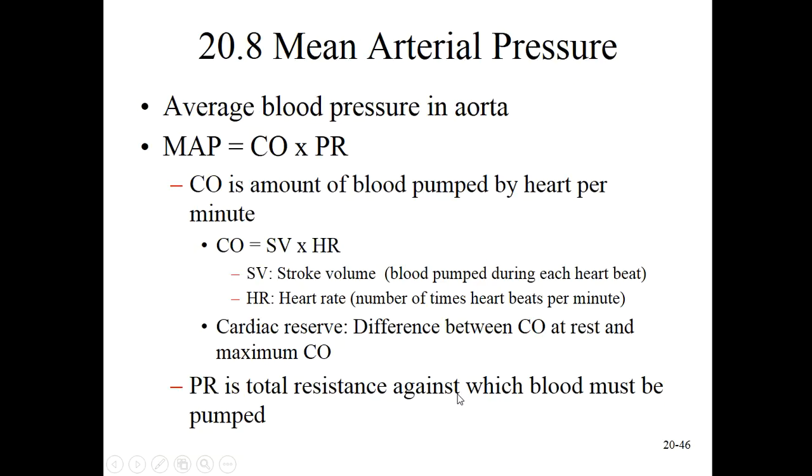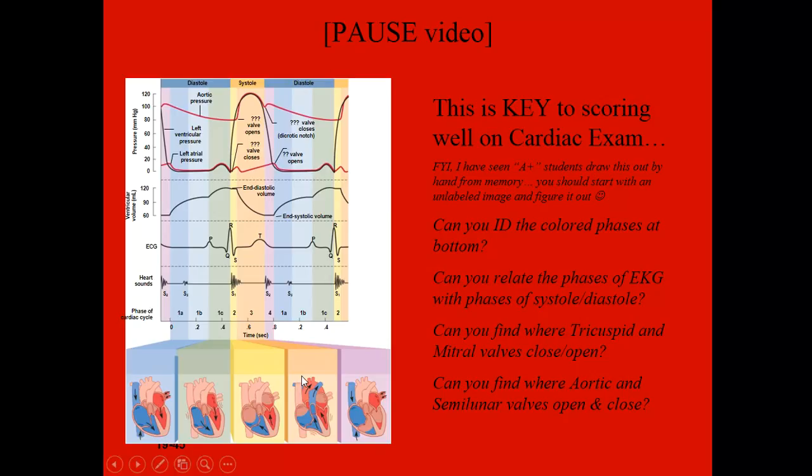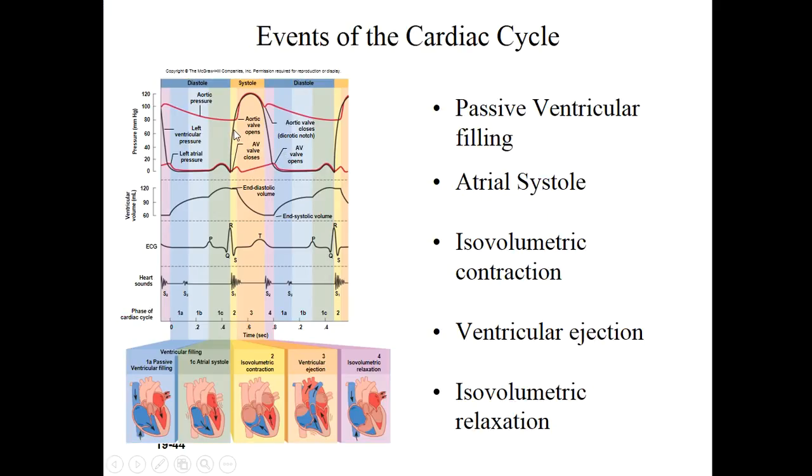So if we go back to our award-winning infographic, we would be looking at this point right here when the aortic valve opens. During isovolumetric contraction, the blood pressure is rising and rising and rising until the blood pressure in the left ventricle is greater than the blood pressure in the aorta. That's when the aortic valve opens, and that's when blood flows out of the ventricle, right? And this is our period of ejection.